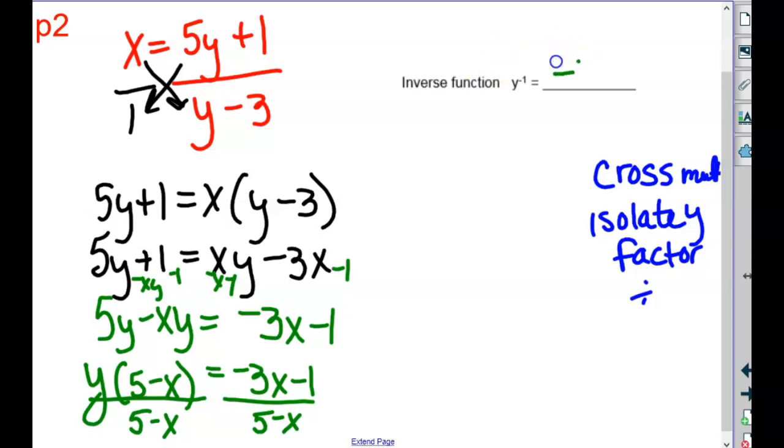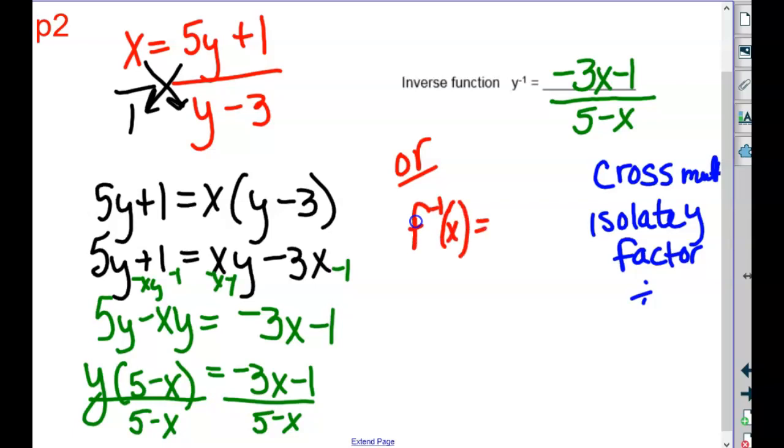So the way I did it, the order I did it in, I got negative 3x minus 1 all over 5 minus x. I don't know why that says y to the negative 1. It should be f of x to the negative 1, but it doesn't matter. It is equivalent to if the signs had been all changed. Oops, that would be an x minus 5. If you did it in a little bit different order, you would have got that one. Everybody okay? I do have more practice at the end if you need to see a couple more of those.